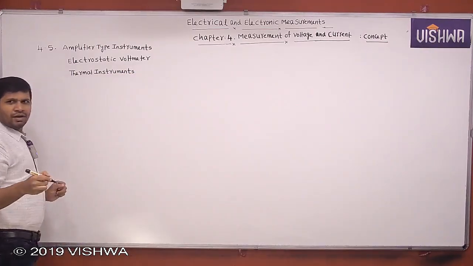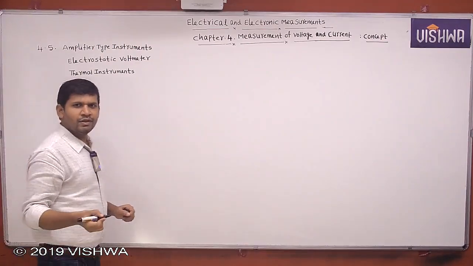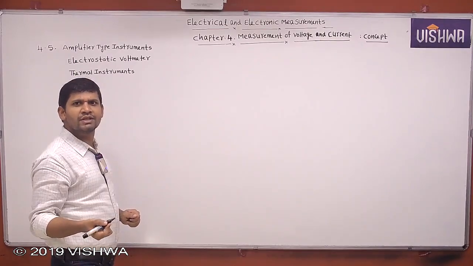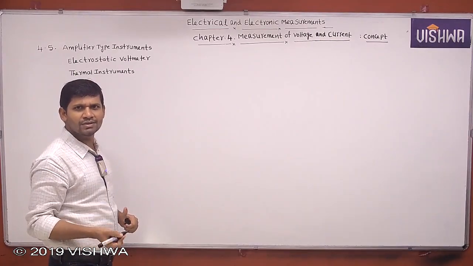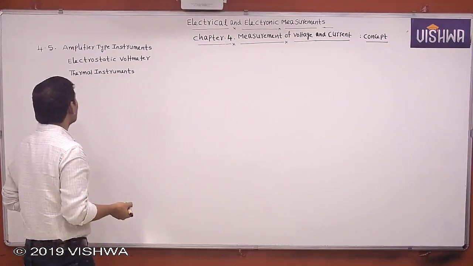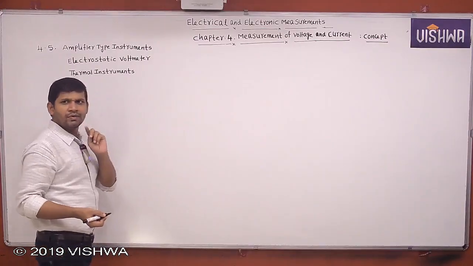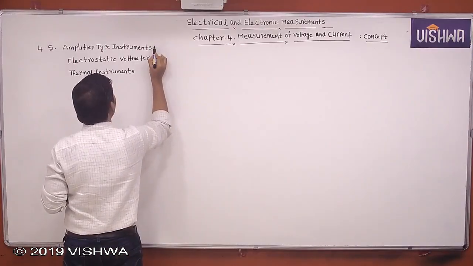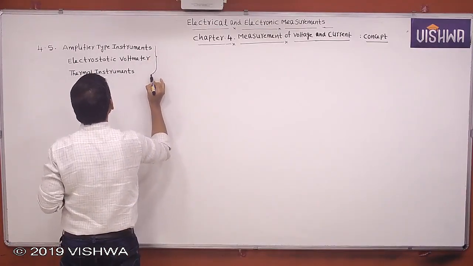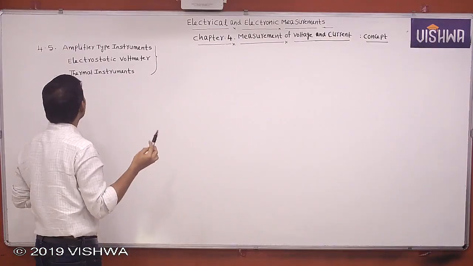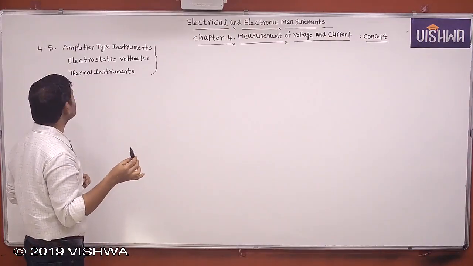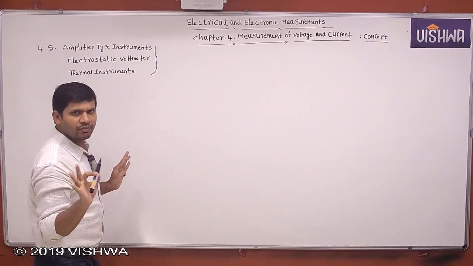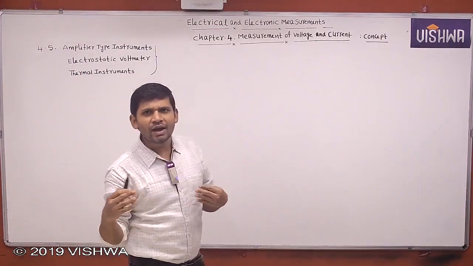in-detail analysis is not required. That is why, only for those preparing for engineering service exams, from a descriptive point of view, in-detail analysis is required. But from an objective point of view, it is not required. That's why in chapter 4.5 I am discussing amplifier type instrument, electrostatic voltmeter and thermal instrument. I am giving a brief discussion only.